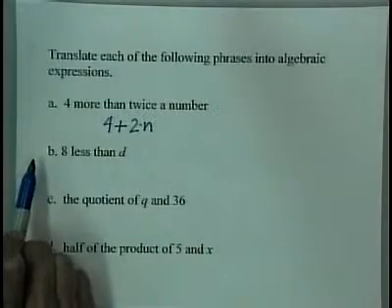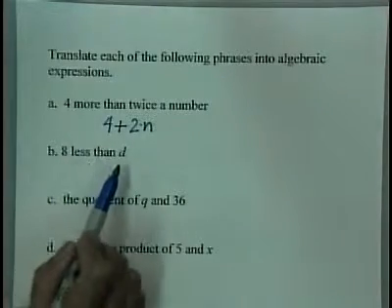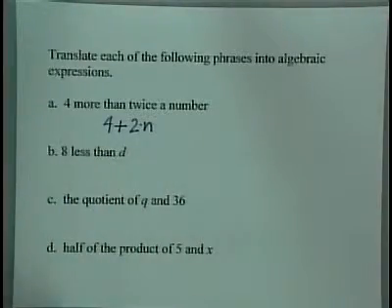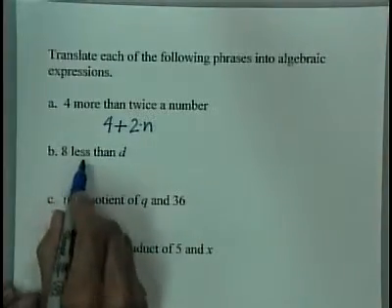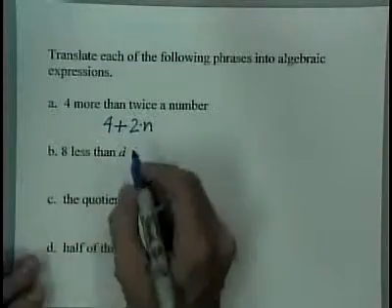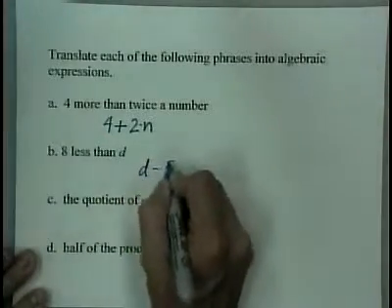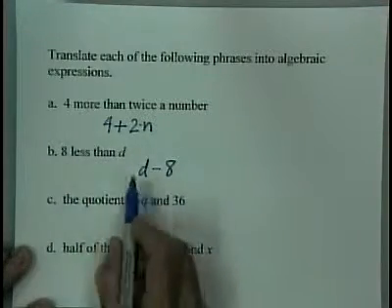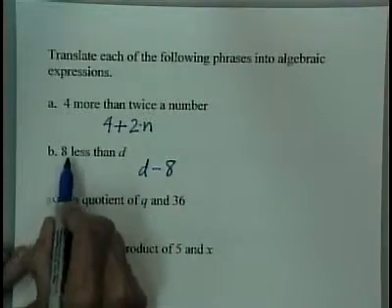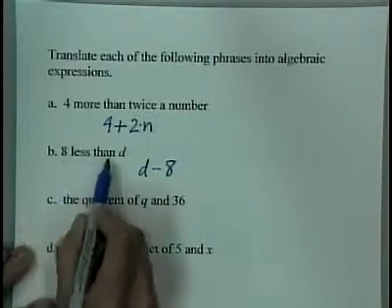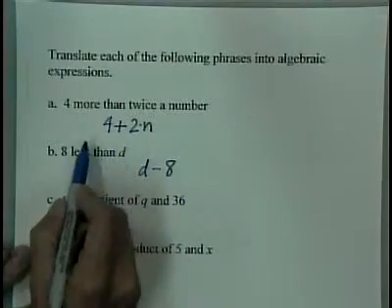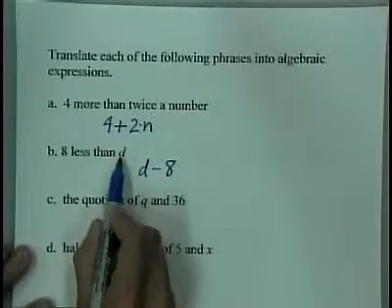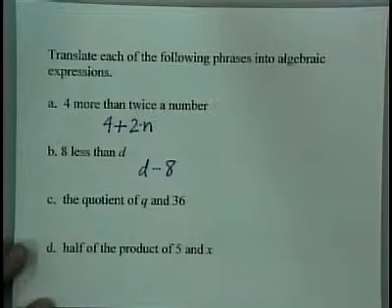Let's look at the next phrase. It says 8 less than d. So we want the whole expression to represent an amount that is 8 smaller than d. That translates to d minus 8. This can be tricky. It's often thought of as 8 minus d, or you read it from left to right as 8 minus d. But think of it as a quantity representing 8 smaller than what d is originally, and you'll come up with the correct order of subtraction.